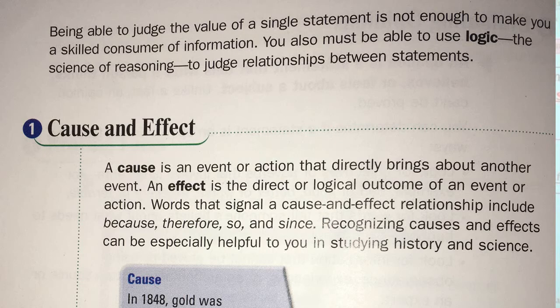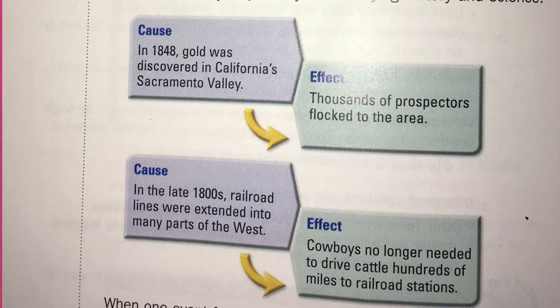Recognizing causes and effects can be especially helpful to you in studying history and science. For example, in 1848, gold was discovered in California's Sacramento Valley, which is the cause. The effect is thousands of prospectors flocked to the area. Because this is a cause and effect relationship, we can readily assume that the second would not have occurred without the first happening prior. So, if gold was not discovered, thousands of people would not have flocked to California.